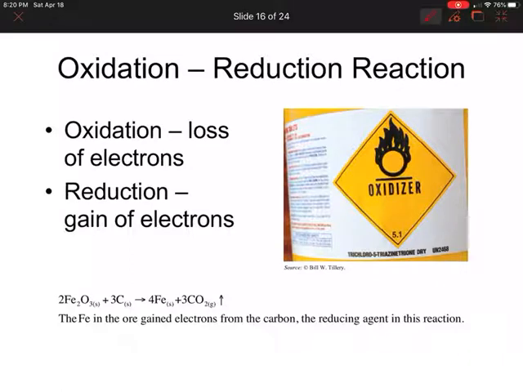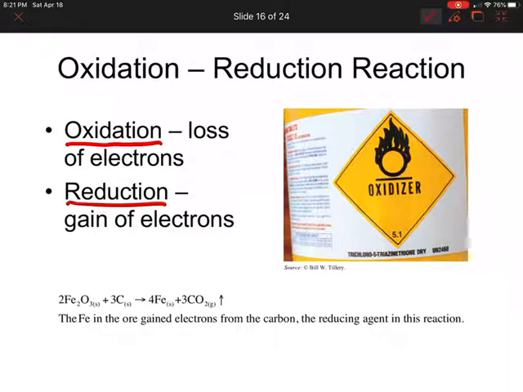Here's the oxidation reduction. So an oxidation here is a loss of electrons. So if you're losing electrons, then you are more positive, right? If you're a reduction reaction, then you're gaining electrons. So that's a gain of electrons.